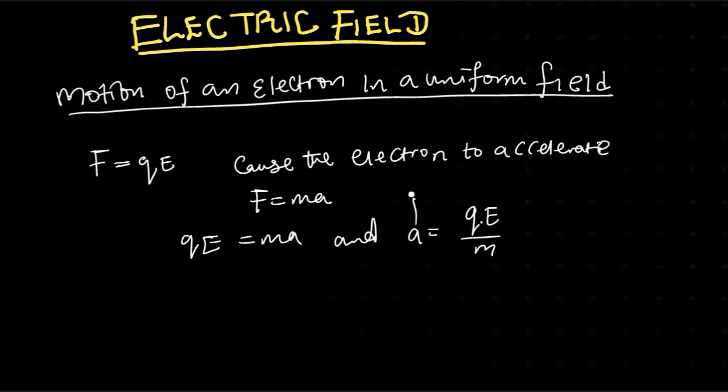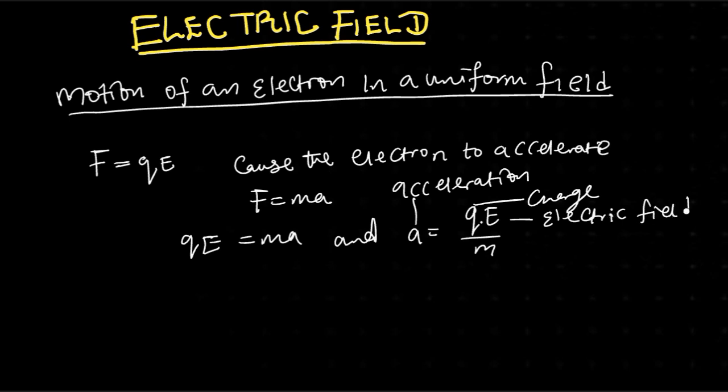This a here is called the acceleration. Q is the charge, E is the electric field intensity, and m is the mass of the electron. So if we know this, depending on how the question is, we can solve it. Let's take a question here.